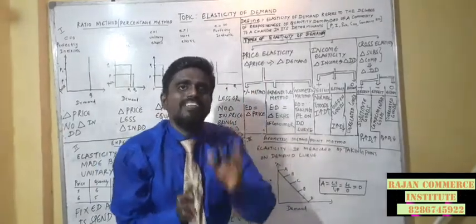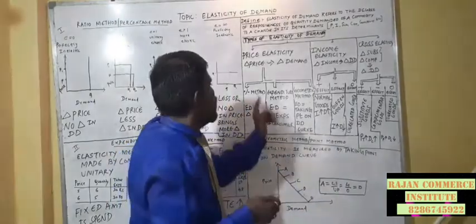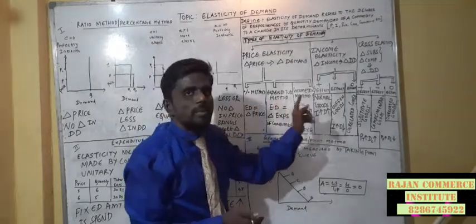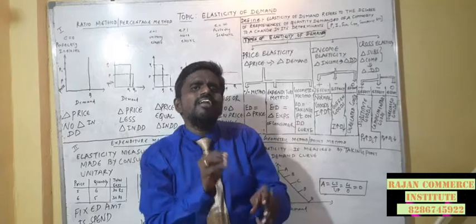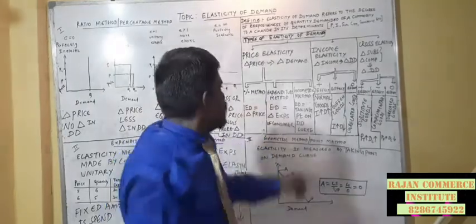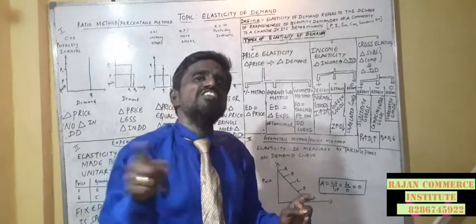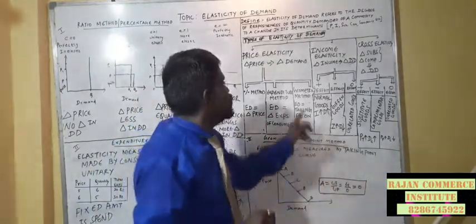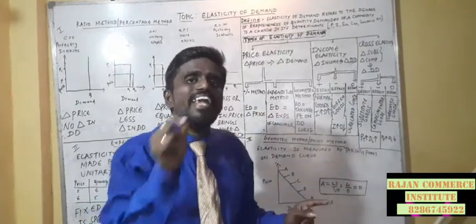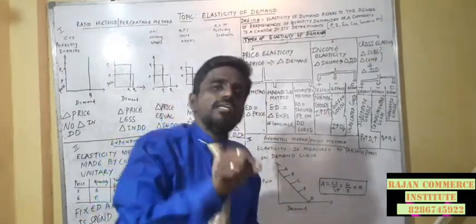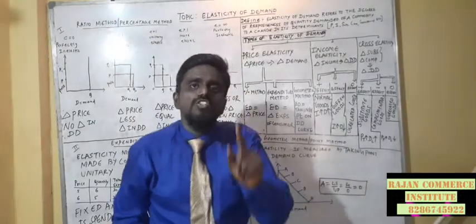You people know that there are three methods of calculating the price elasticity of demand: percentage method, expenditure method, and geometric method. The percentage method is related to the price of the product. The expenditure method relates to the expenditure incurred by the consumer. And geometric method, or point method, means taking a point on the demand curve and calculating the elasticity of demand of that particular product.